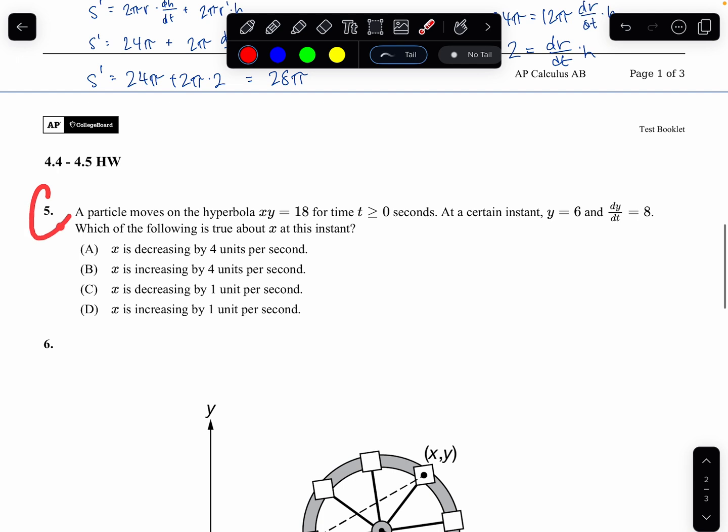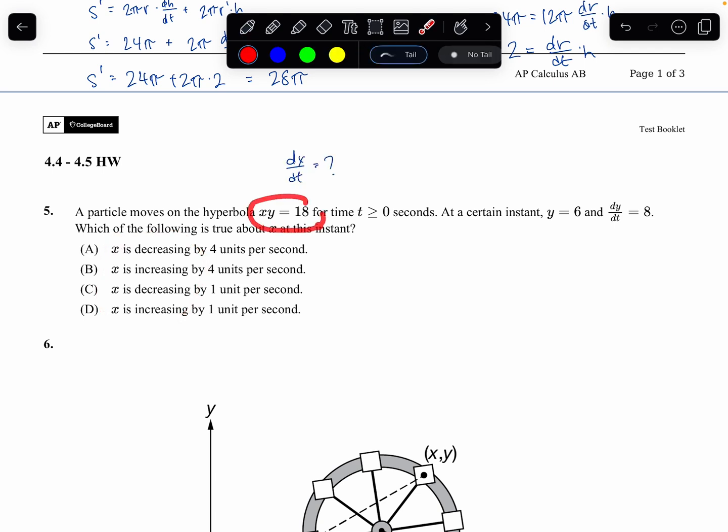So for 5, we have a particle that moves along a hyperbola, xy is equal to 18, for time t greater than or equal to 0 seconds. At a certain instant, y is equal to 6. The rate of change of y is equal to 8. Which of the following is true about x at this instant? So x is decreasing or increasing, so we can basically already tell dx/dt is what we're looking for.